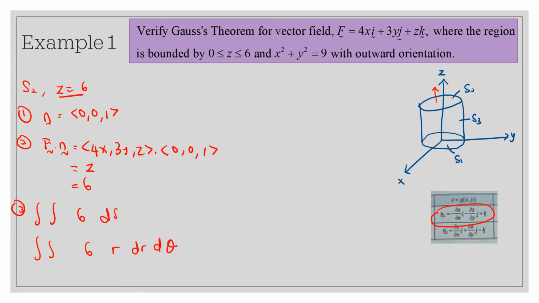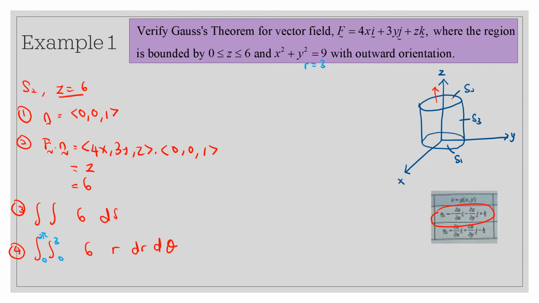Okay, step number 4, you need to find limit of integration. Okay, first you need to integrate with respect to dr. So r here is equal to 3. You can find r from here. r equal to 3. So from 0 to 3. Okay, for d theta, okay, this is a full circle. So full circle, 0 to 2 pi.